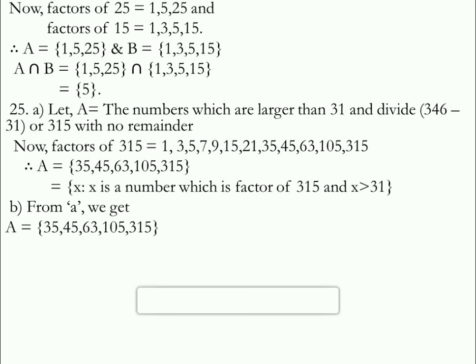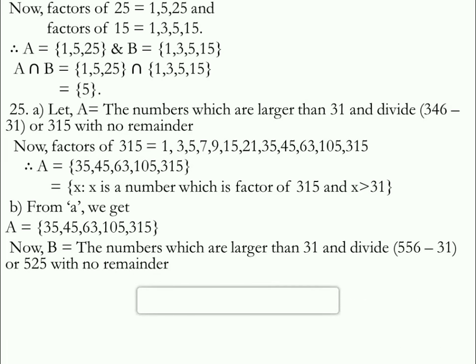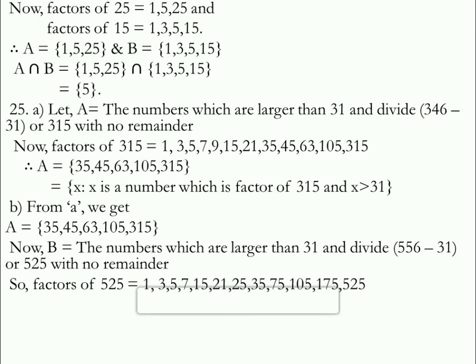Similarly, we can find set B. It also should be the factors of 525. How can we get 525? If we subtract 31 from 556, we get 525, and the numbers which belong to set B should be larger than 31 and factors of 525. So let us see the factors of 525: 1, 3, 5, 7, 15, 21, 25, 35, 75, 105, 175, 525.